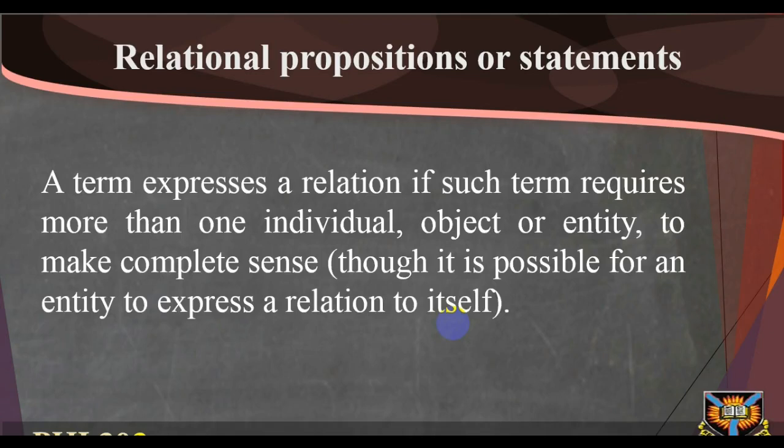A proposition that expresses a one-place relation is said to be monadic. Where a proposition expresses a relation between two or more entities, such a proposition is said to be polyadic. If it expresses a two-place relation, it is binary, three-place, triadic, or four-place, tetradic.